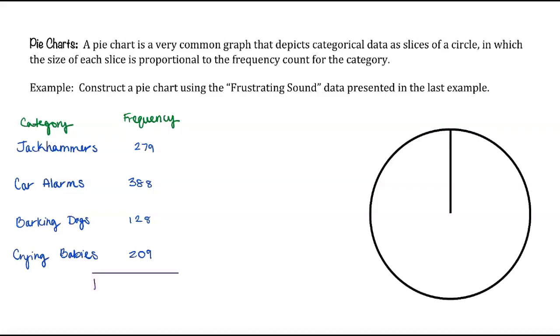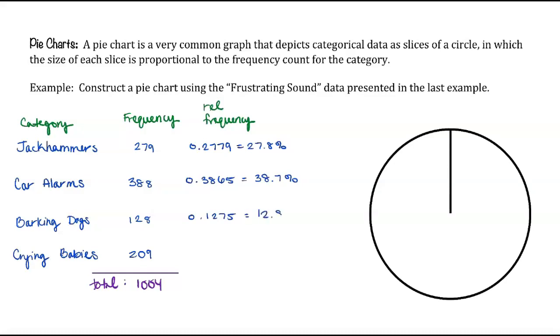With the total frequency, or total number of people, being 1,004, we can change each of these values to a relative frequency. We do this by dividing each frequency by the total. In order to find the corresponding degrees of the circle, consider that all the way around is 360 degrees. So we can take 360 degrees and multiply it by the relative frequency for each category. In other words, for jackhammers, we can find the appropriate amount of degrees by multiplying 0.2779 by 360 degrees. This gives us about 100 degrees.